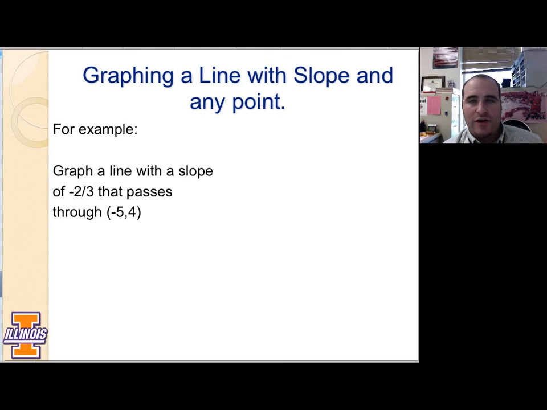Now let's take a look at how to graph a line with only the slope and a point, not the y-intercept yet. So I want you to graph a line with a slope of negative 2/3 that passes through the point negative 5, 4. So we always start off by graphing our point, but let's first identify what the slope wants us to do. So in this case, the slope is negative 2/3. The rise is negative, so this time it goes down, and the run is positive, so it goes to the right.